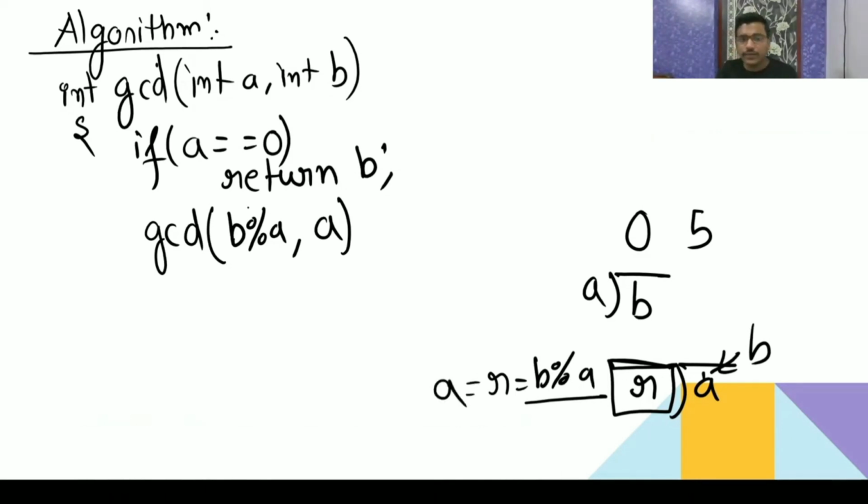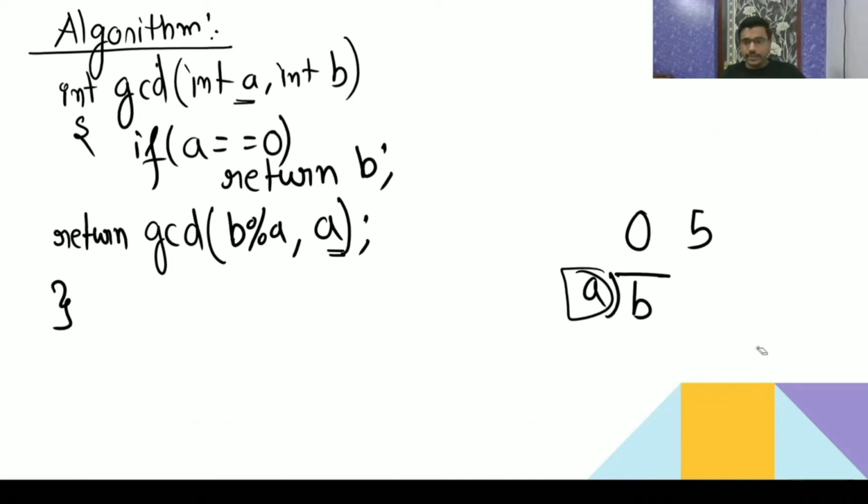Then B mod A will now become A, so in place of A I am writing this. Now this A will become B. So it will keep on calling like this, and this GCD is going to return like this. This is going to be a recursive function. Let me take one example. With an example, it will be more clear.